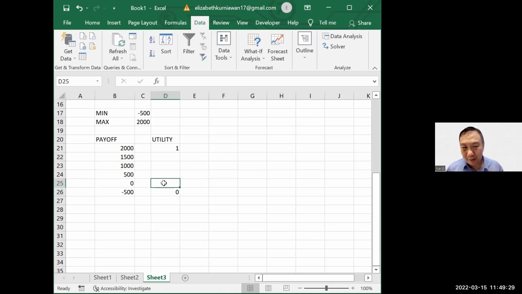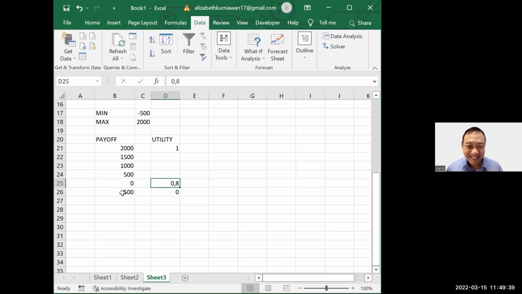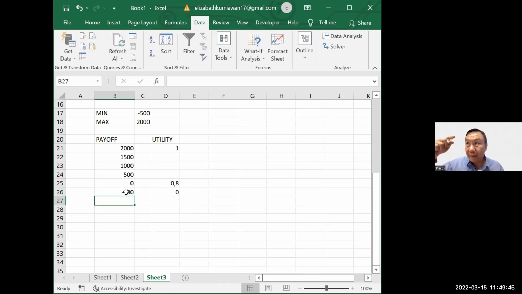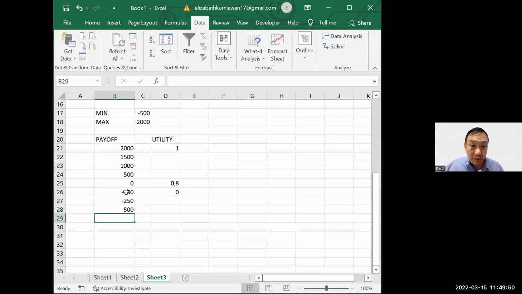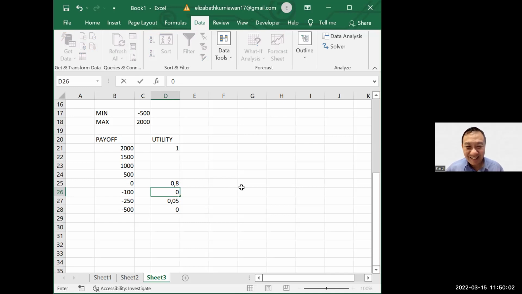Any number is okay. You can add more. No need to be the same interval, so you can make it a different interval. That's fine. So the utility is like my satisfaction. Your own satisfaction. Yes.